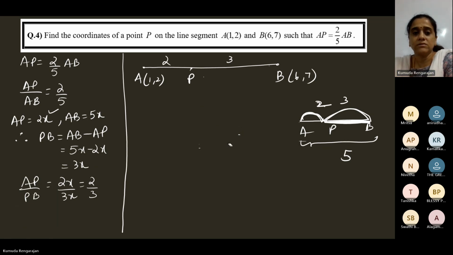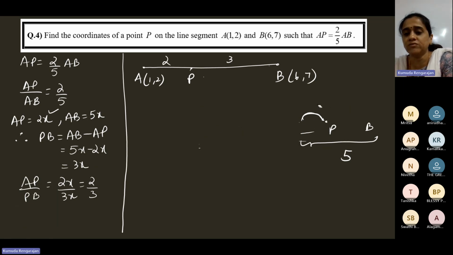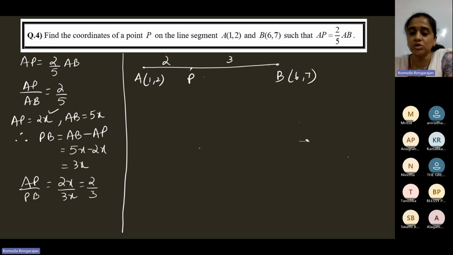Now find the coordinates of P using the section formula. In a hurry, by mistake, you shouldn't use the ratio 2:5, because that's not the required ratio. AP by PB is the required ratio, which is 2:3. Yeah, complete the answer.